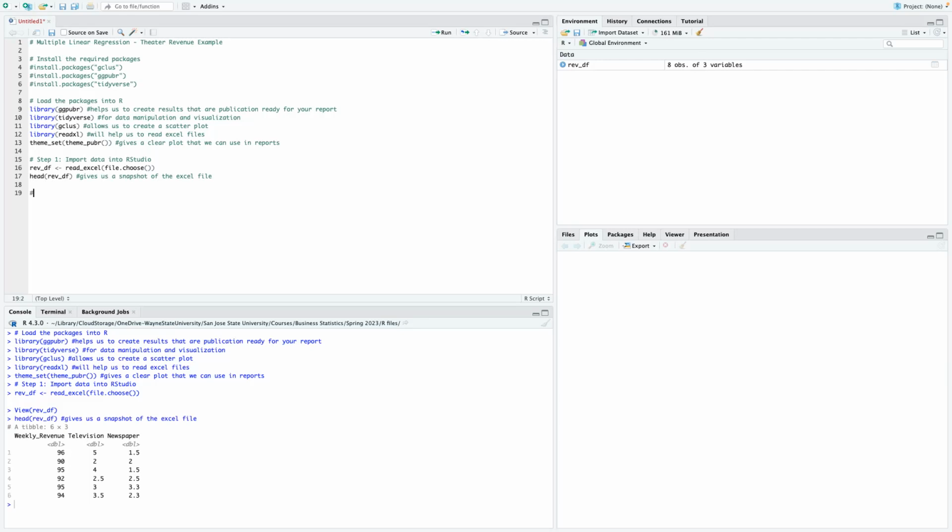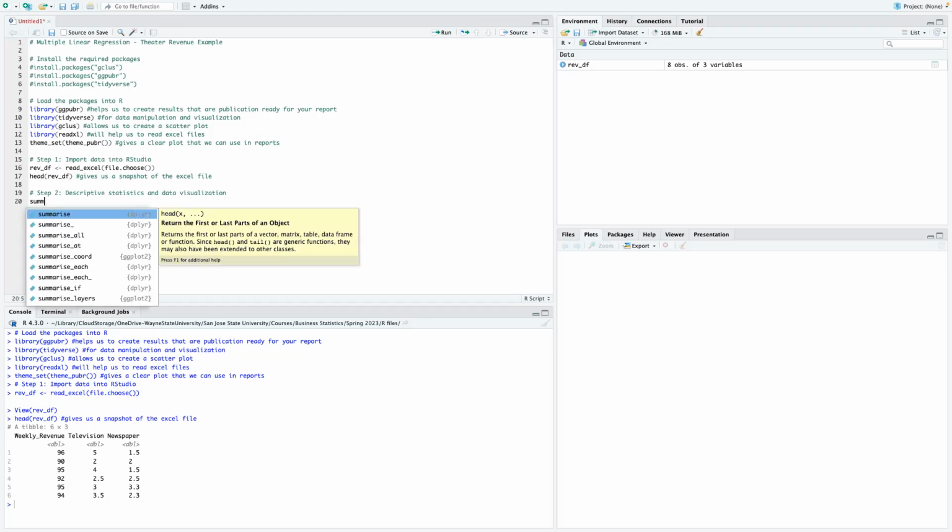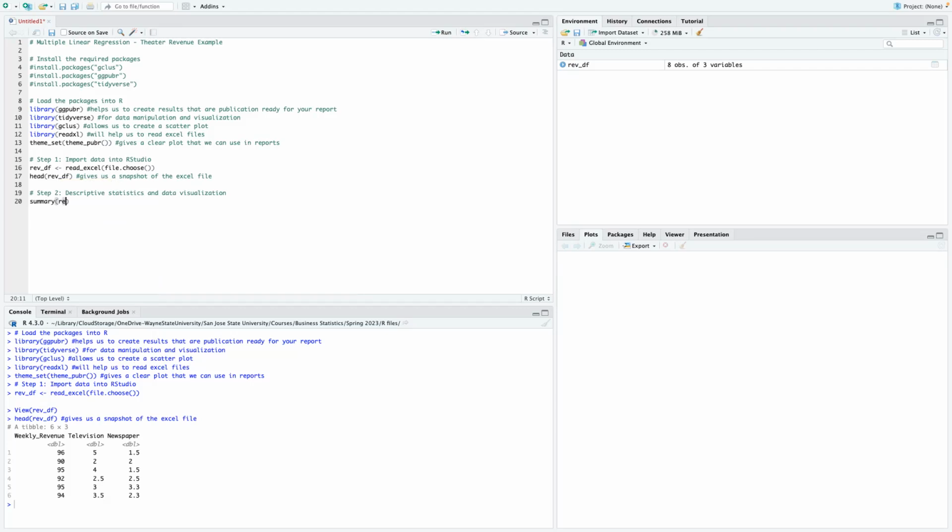So step 2 is for us to look at the descriptive statistics and data visualization, right? This is very, very important. For the descriptive statistics, we use the summary function, let me put it that way. So summary, and then all you just do is the revenue data frame, okay.